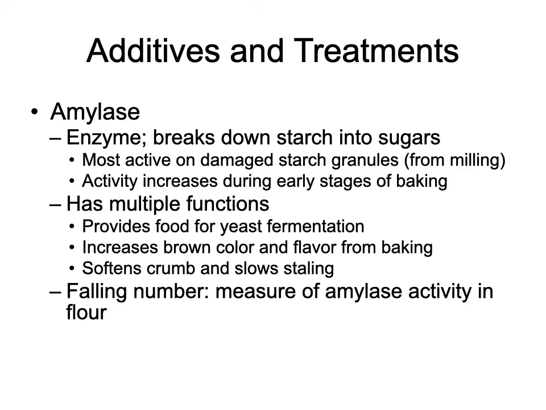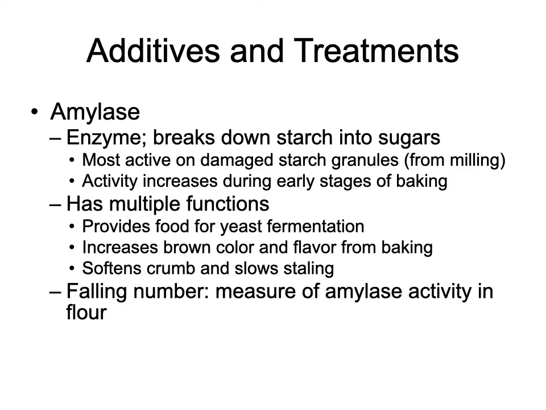These enzymes also provide food for yeast, because if you're converting starches into sugars, yeast eats sugars, and the yeast are really happy. So we get that brown color from baking. It also helps to soften the crumb, which is the interior of the bread, and slows staling, because if we can affect those starch molecules, they're going to start absorbing more water, holding onto that water, and that will slow down staling and increase our shelf life. So our bread will last longer.